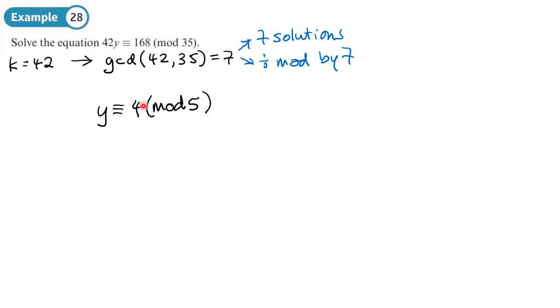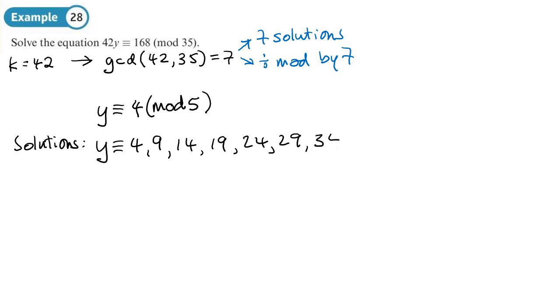Okay, this is actually the least residue answer for mod 5, but we can keep adding 5s until we go all the way up to 35 to find all the other solutions. So I'll write the solutions here: y congruent to 4 or 9, 14, 19, so I'm just adding 5s on, 24, 29, 34, and I'll stop there, and there are 1, 2, 3, 4, 5, 6, 7 solutions, as we said there was going to be.